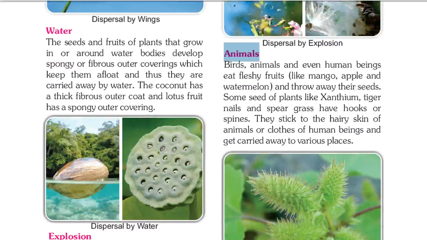Animals. Birds, animals, and even human beings eat fleshy fruits like mango, apple, and watermelon and throw away their seeds. Some seeds of plants like xanthium, tiger nails, and spear grass have hooks or spines. They stick to the hairy skin of animals or clothes of human beings and get carried away to various places.